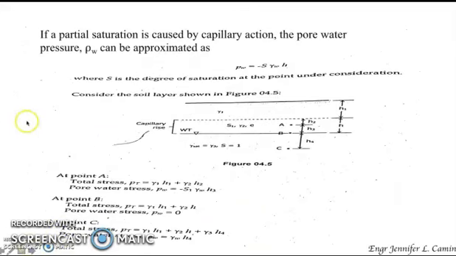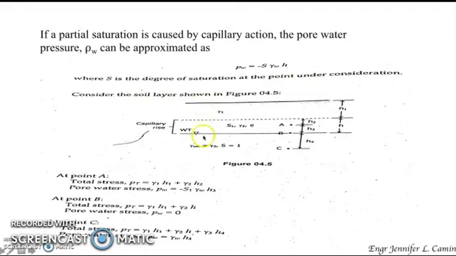If a partial saturation is caused by capillary action, the pore water pressure can be approximated by this equation. That is now negative, the degree of saturation times the unit weight of the water times h. So this is the partial saturation caused by capillary action, where S is the degree of saturation, of course, and h is the height of the point under consideration.